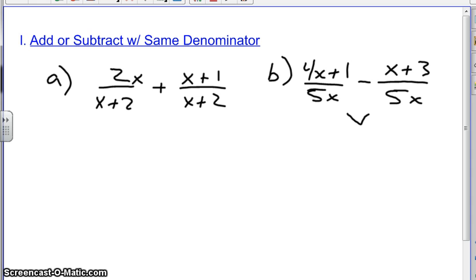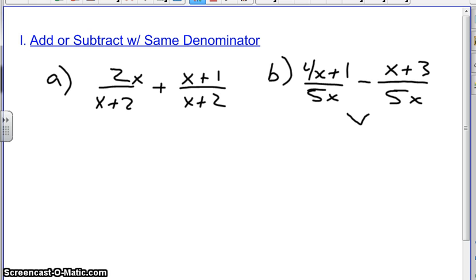Okay, so let's try this with some fun things. This is not hard. We have the baby step of adding or subtracting with same denominators. But be careful. The fraction bar, you know, is a grouping symbol, right? So it's hard to go wrong with addition for most people, but subtraction can be a problem.